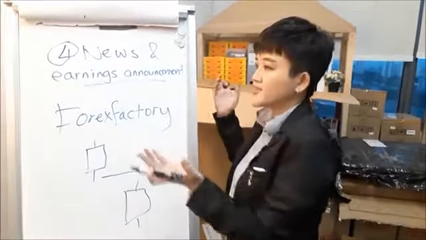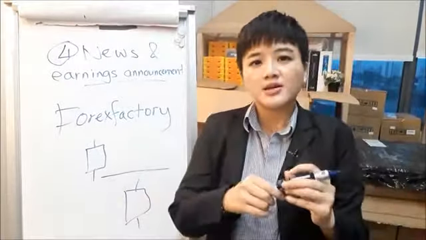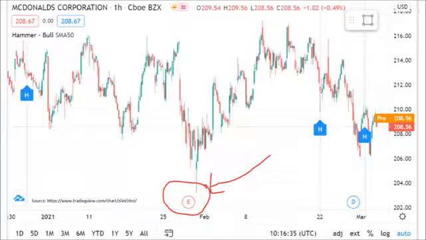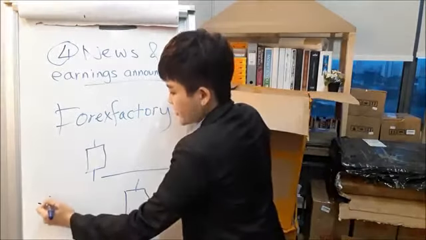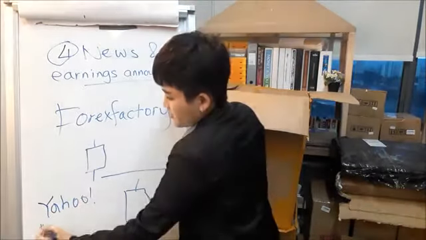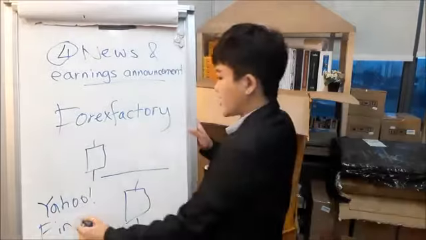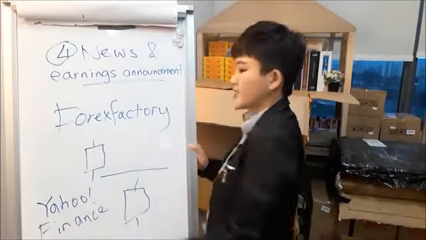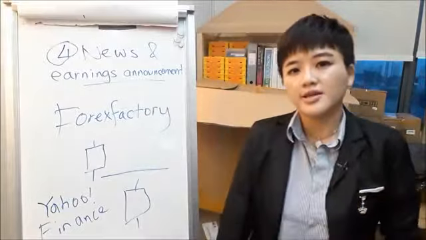So how can you check for earnings announcements? Some platforms have a symbol below. But if you want to check it specifically, you can go to websites to check the earnings date. One of the financial websites you can look at is Yahoo Finance. It tells you the earnings date of the stock that you're looking at.